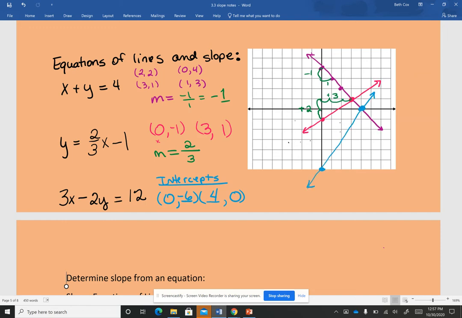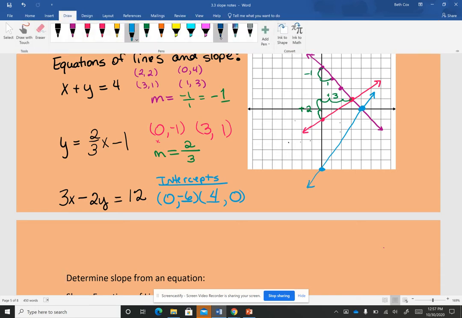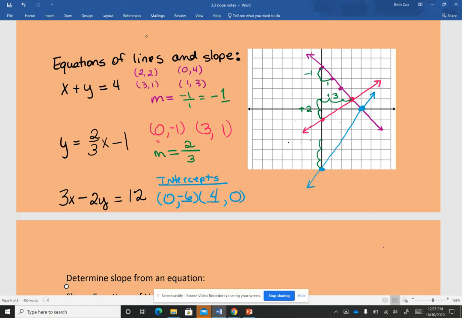Now just real quickly, let's calculate the slope of this line. We have 1, 2, 3, 4, 5, 6, and 1, 2, 3, 4. So my rise is +6, and my run is +4, which reduces to 3/2. So that's the slope for that one.